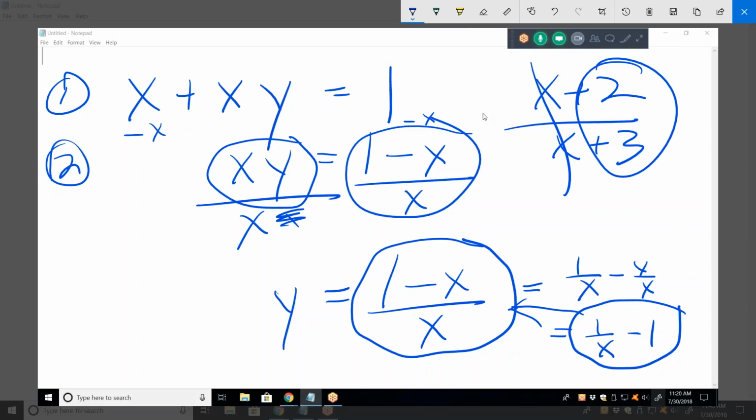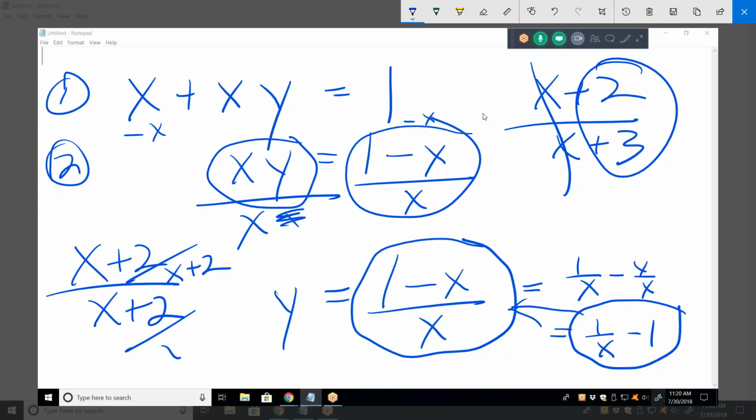The only thing you can do is divide top and bottom by the same thing. So if I have x plus 2 over x plus 2, I can divide the top by x plus 2, and I can divide the bottom by x plus 2. Now I end up with 1 over 1. So I can get to 1 when they're the same thing in the numerator as the denominator. But when they're totally different, be careful. Don't make that mistake.